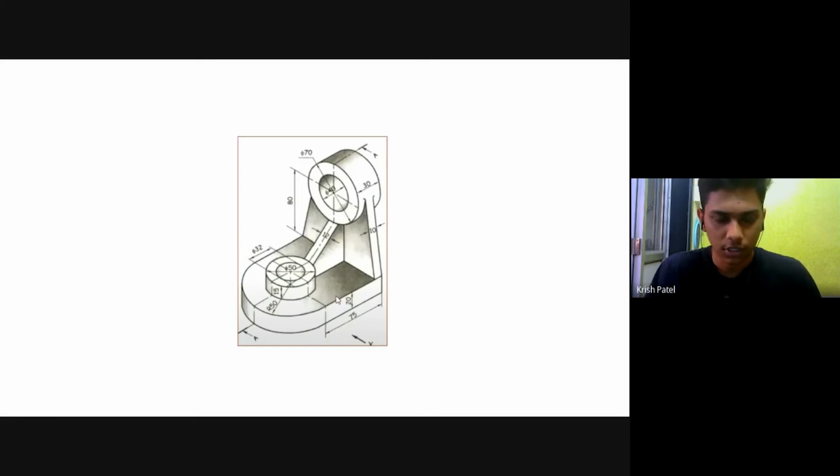Now we'll consider the breadth. For the breadth, this radius given over here is 50. So the diameter, of course, will be 100. So the breadth will be 100.